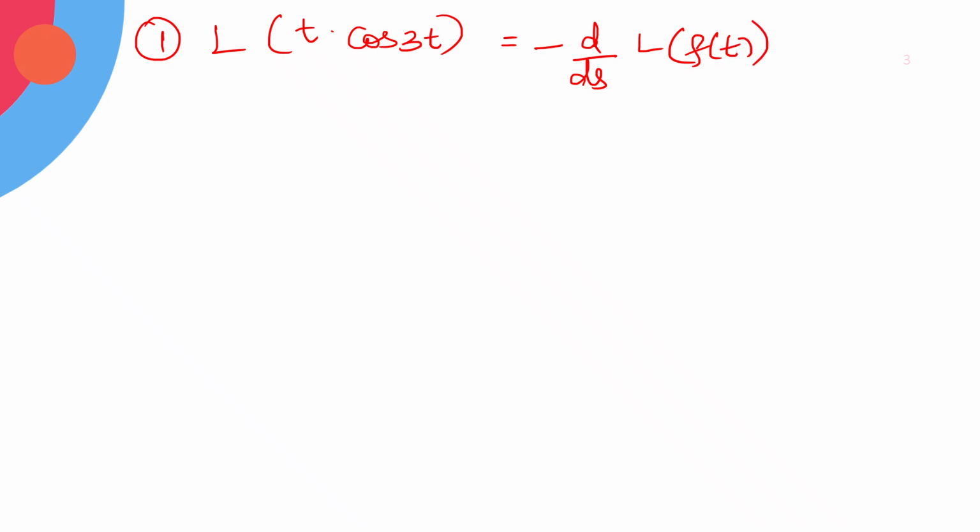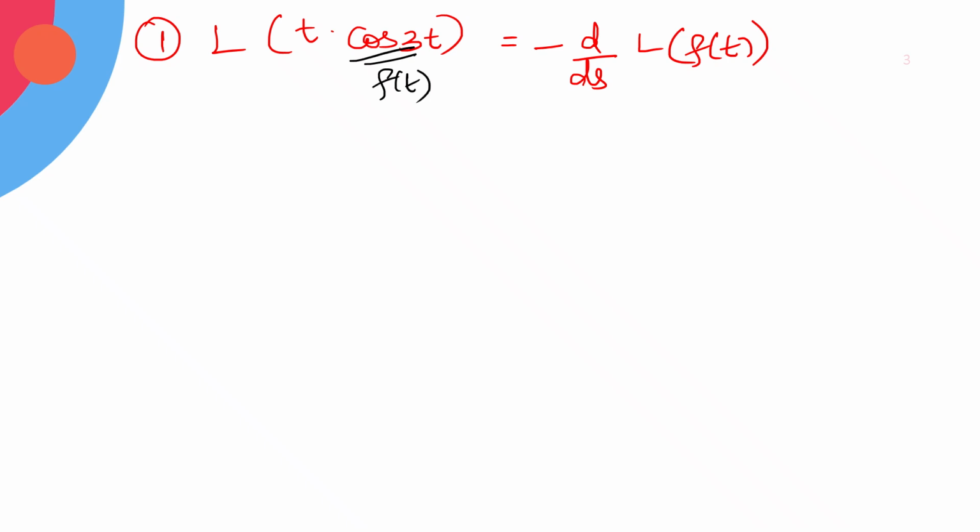Let us go for finding the Laplace transform of t into cos 3t. So here the given function is multiplied with a t. Whenever the given function is multiplied with t, it indicates that we have to differentiate. Now here the power of t is 1, so we will be having a negative sign, d by ds of L of f of t. So here the function is actually cos 3t, we got it. This is our f of t.